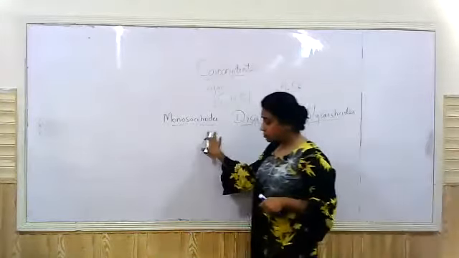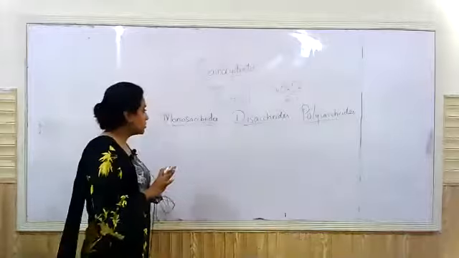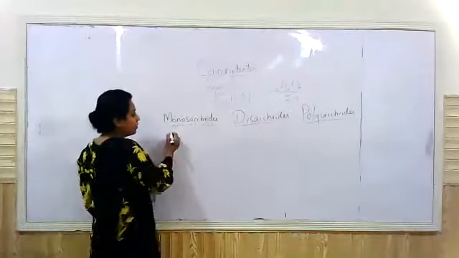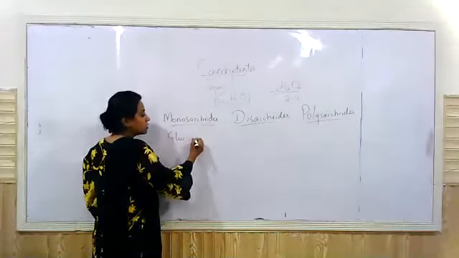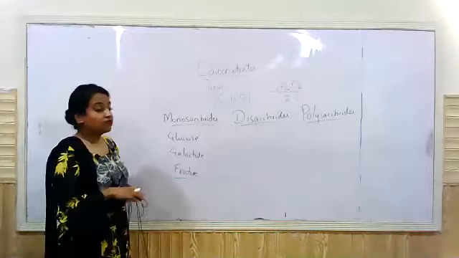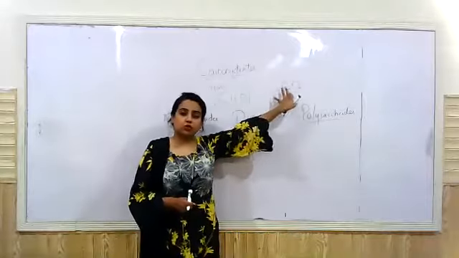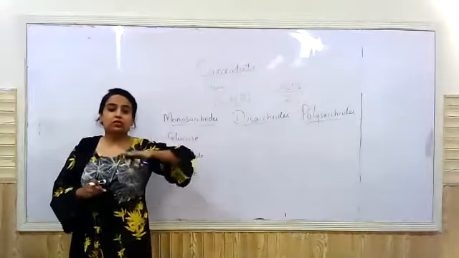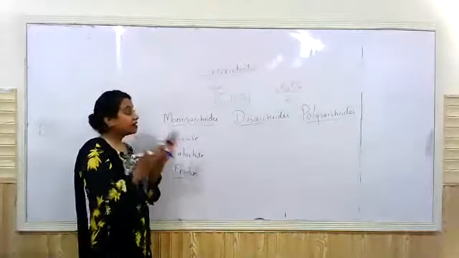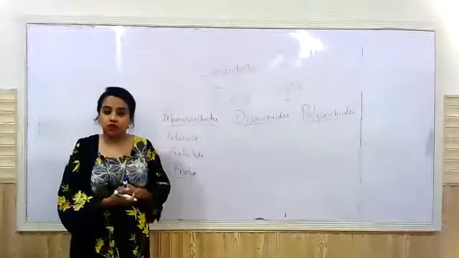Now, as far as monosaccharides were concerned, three examples you studied under the section monosaccharides, and they were what? Glucose, galactose, and fructose. And we studied that all three of them have the same molecular formula, that is C6H12O6. The difference arises in their structural formula. What makes them different is the way their atoms are arranged to form the structure of the molecule.